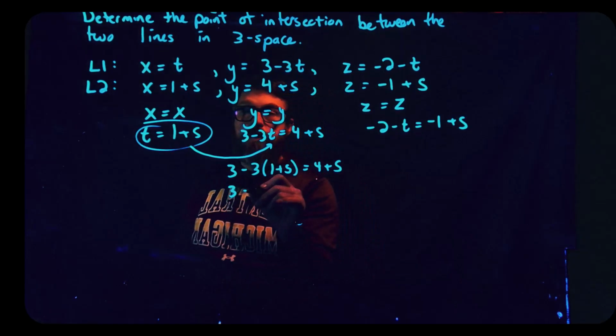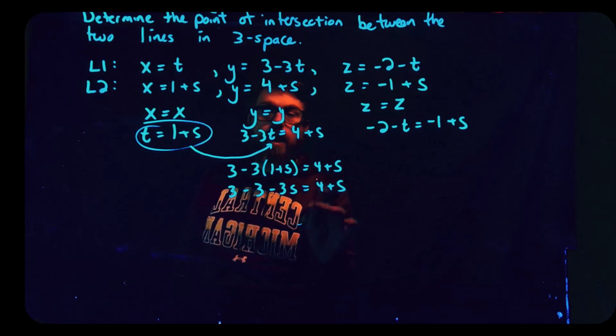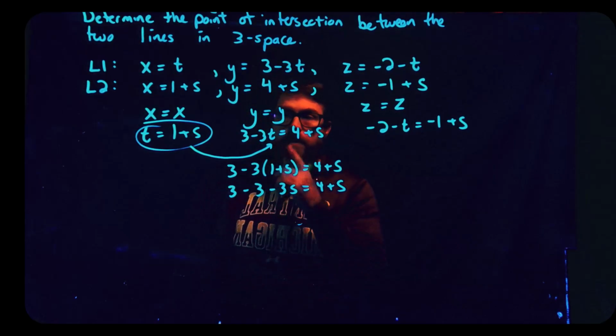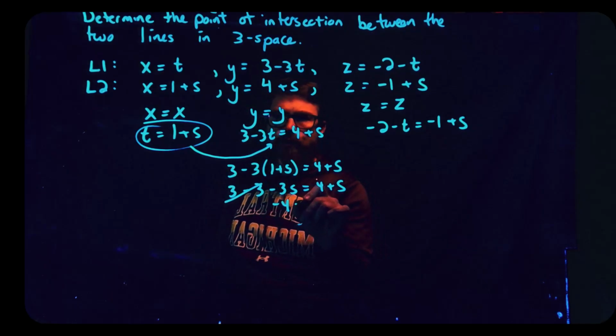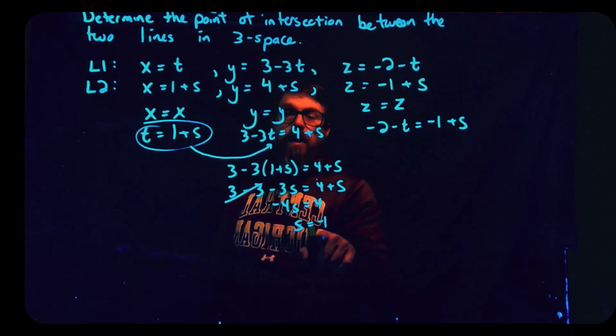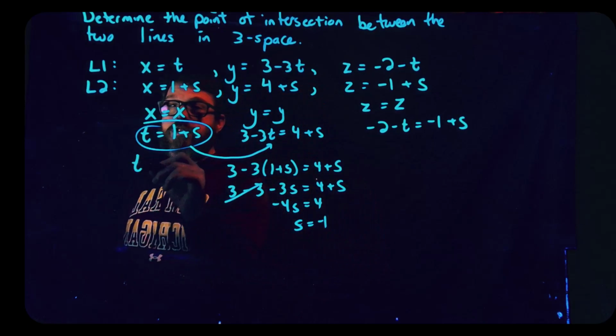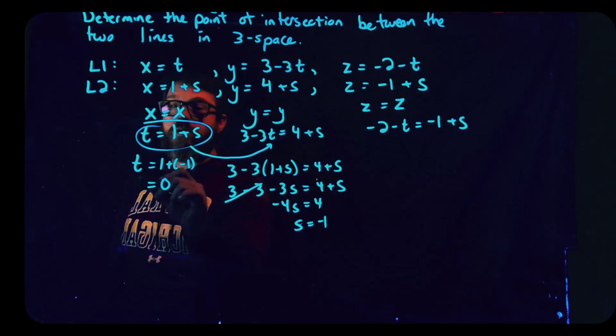So distributing, and then isolating the variable s. The 3's cancel. So let's put this s over here. So minus 4s is equal to 4. So s is equal to negative 1, which means when I plug this back into here, it also tells us what t is equal to: 1 plus negative 1. So in this case, t is equal to 0.